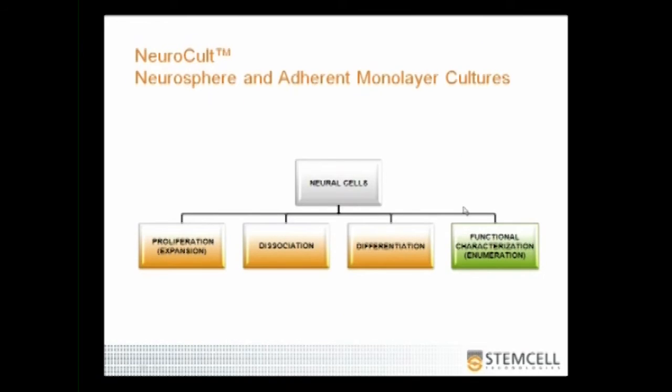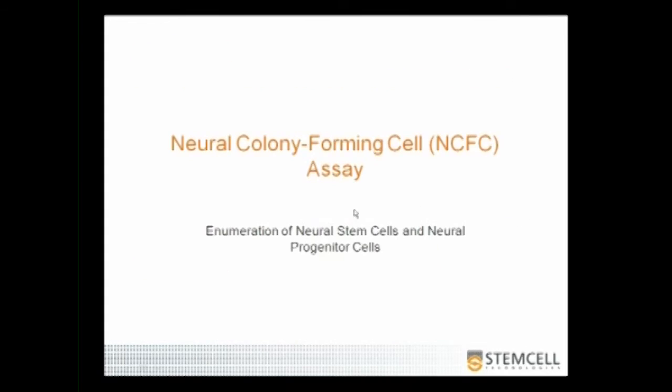I have described the basic technical features for working with neural cells in the neurosphere and the adherent monolayer cultures to study the functional properties of neural stem cells and neural progenitor cells. Now I will talk about another assay that you can use to measure neural stem cell numbers and neural progenitor cell numbers. The neural colony forming cell, or NCFC assay, is a single-step assay to enumerate neural stem cells and neural progenitor cells.